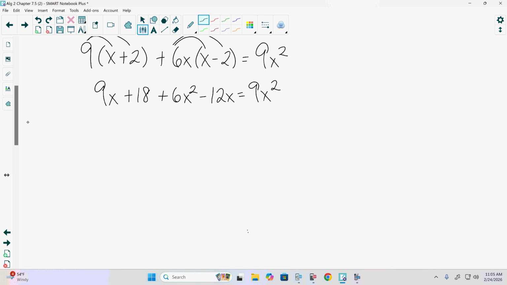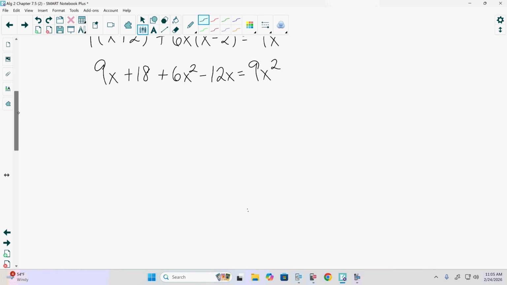Now we do need to combine like terms. 6x squared does not have any like terms, so it's going to stay 6x squared. But our 9x and negative 12x is going to be negative 3x. 18 does not have any like terms, so it's just plus 18 is equal to 9x squared.